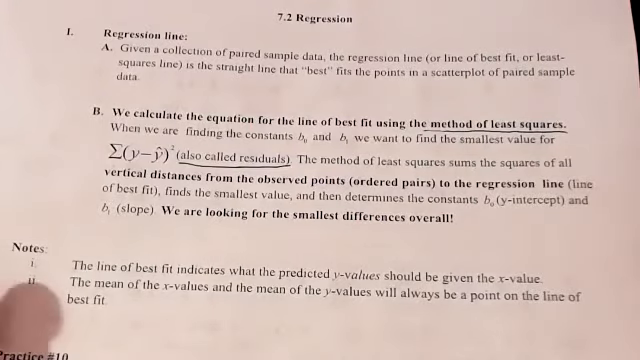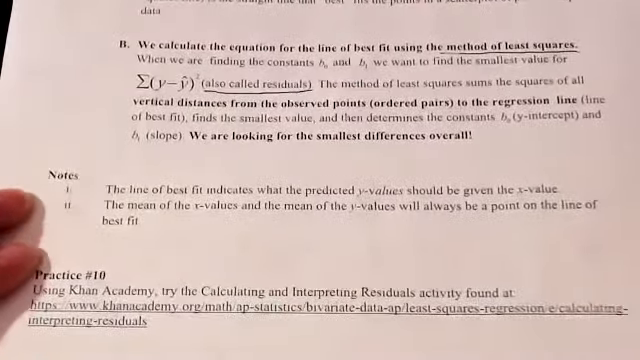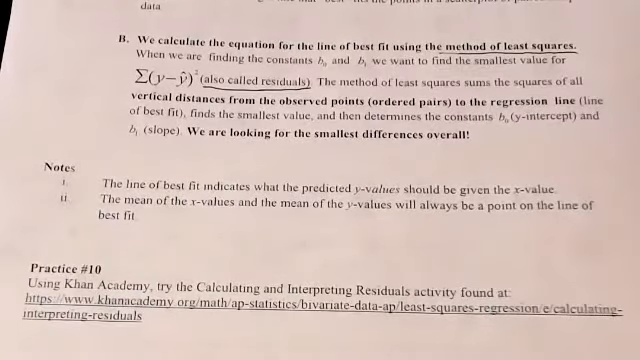Donna, would you read both of the notes here that we have below? The line of best fit indicates what the predicted y values should be given the x value. The mean of the x values and the mean of the y values will always be a point on the line of best fit. Perfect.